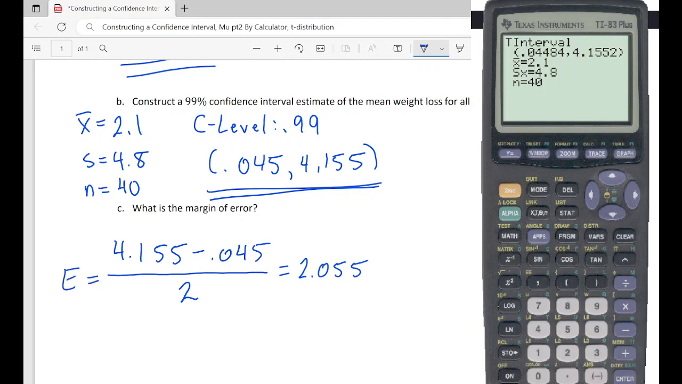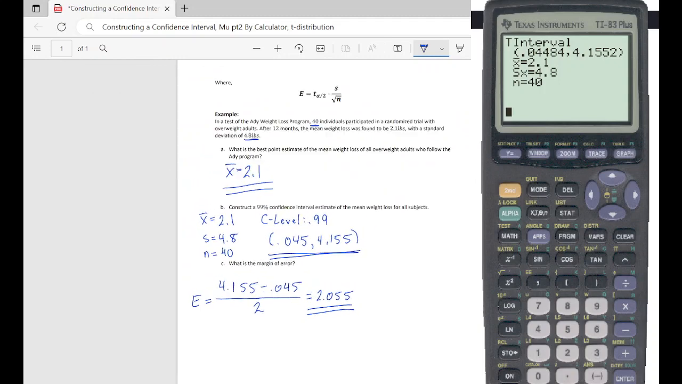This number here is the value for the margin of error. So you can do the formula up top, this formula right here, to get the margin of error rounded to 3 decimals, or we could just take the confidence interval, highest minus lowest, and then divide by 2, and that will also give you the margin of error.